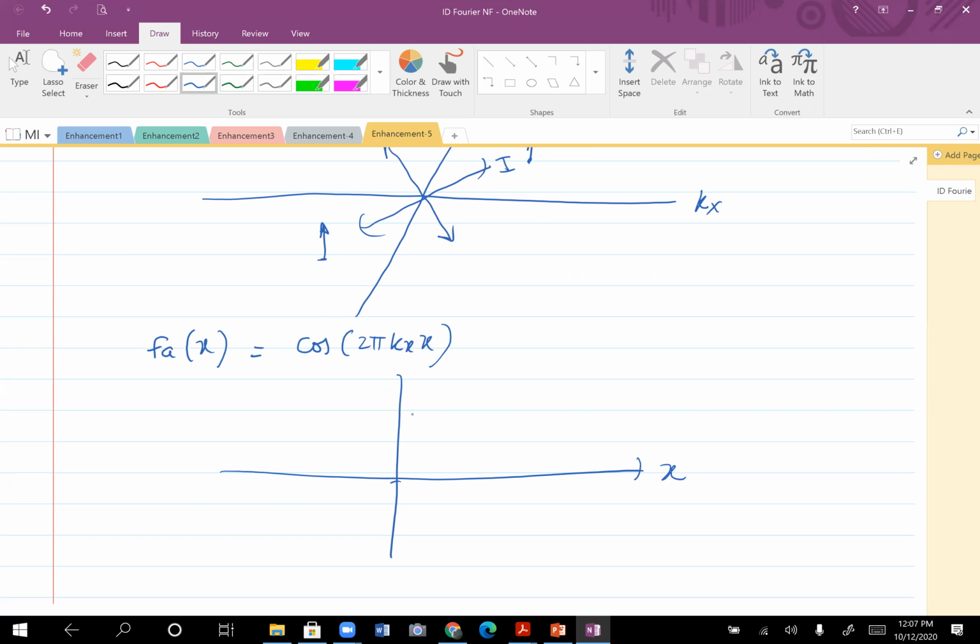That should be k naught, I think. Very good. Sorry, that was my mistake. Now what is its value at x equal to 0? 1, right? Now, of course, this keeps on repeating. Assume that this is one period of it. So what is the periodicity of it?